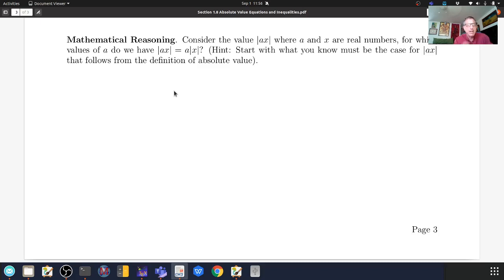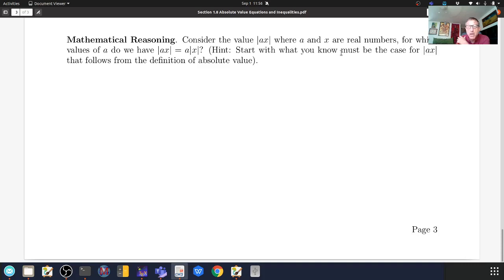So what I've done here is I just said, if I have the absolute value of A times X, sometimes I can just take the A and move it on the outside of the absolute value signs. Which values of A allow me to do that? Every single real number A, just a few A's, no A's?